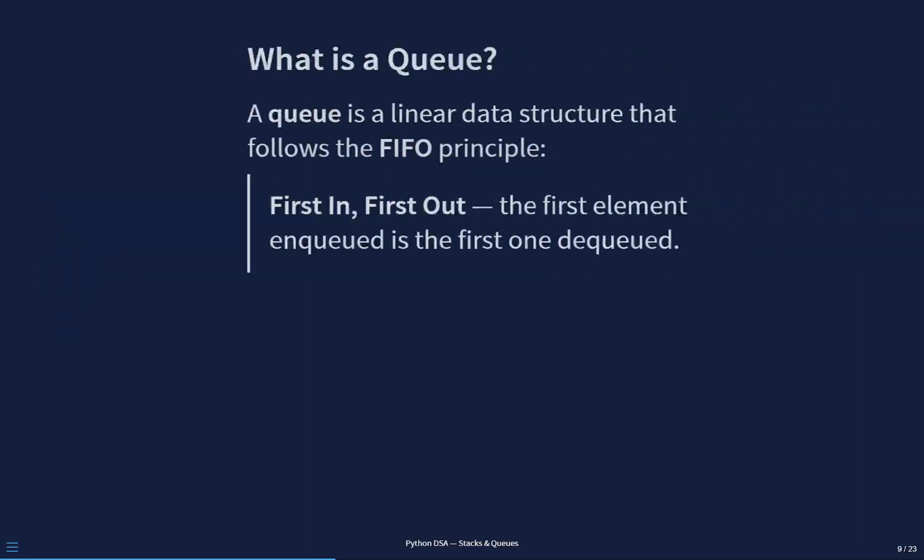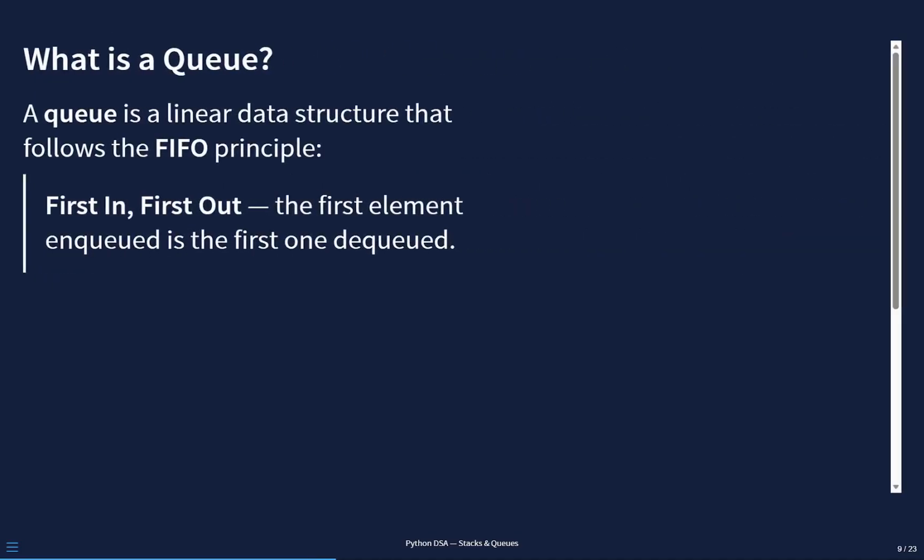Next. Now let's flip to queues. A queue follows FIFO, first in, first out. The first element that goes in is the first one that comes out, the exact opposite of a stack's priority.